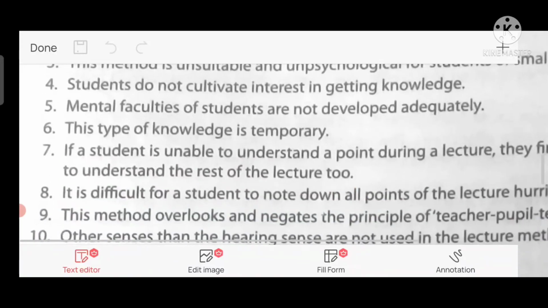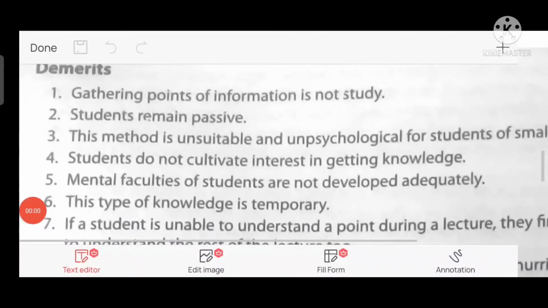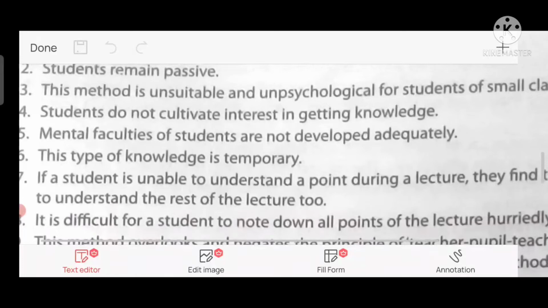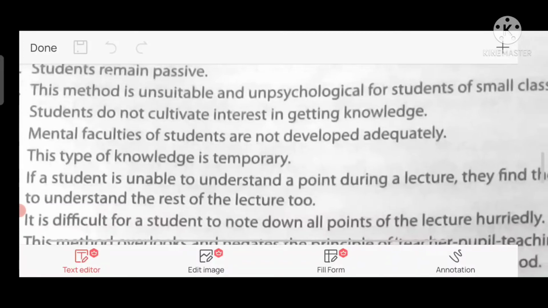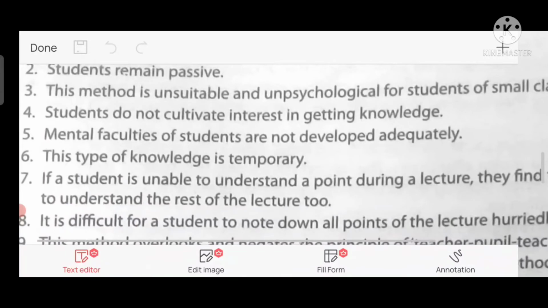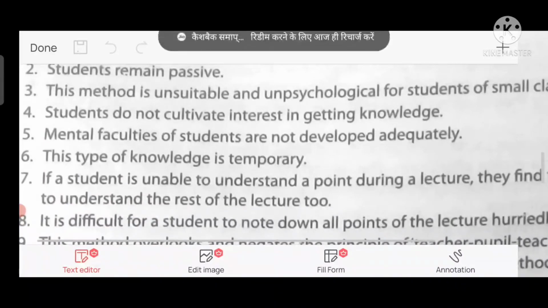Next point is, mental faculties of students are not developed adequately. Next point is, this type of knowledge is temporary. Another point is, if a student is unable to understand a point during a lecture, they find themselves unable to understand the rest of the lecture too.